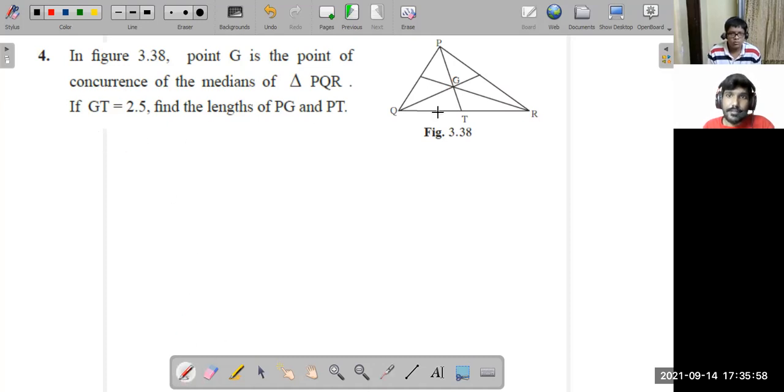If GT, that is this length, is given as 2.5, you have to find the length of PG and PT. Clear? Okay, let's start with the solution.